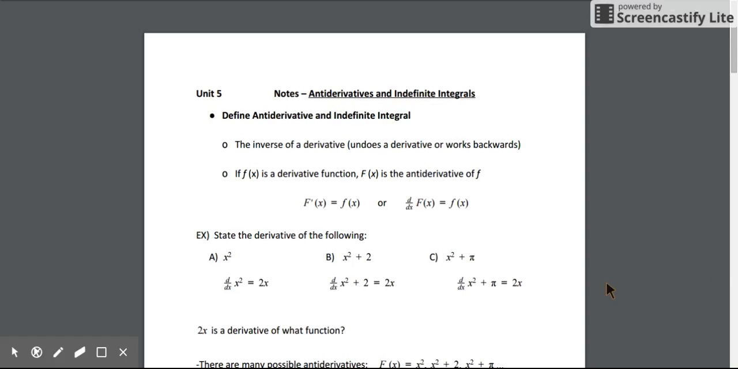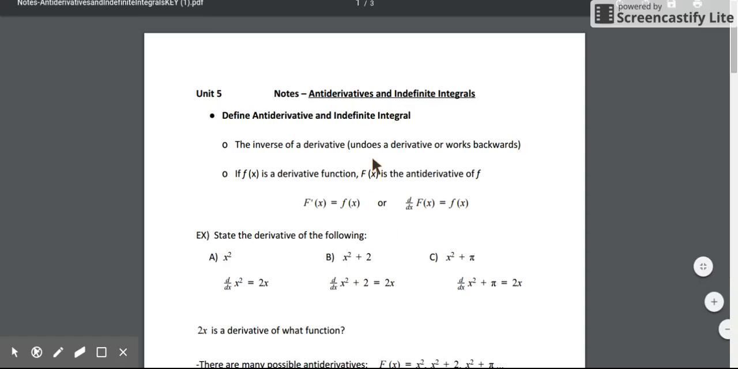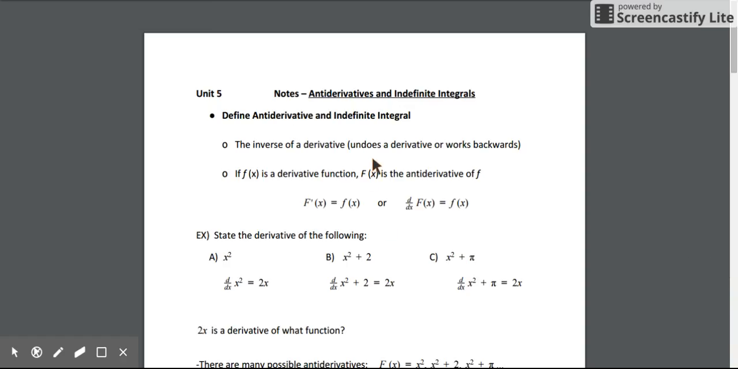In this video, we're going to be defining an antiderivative and then finding some indefinite integrals. So first, let's talk about what an antiderivative is. An antiderivative is the inverse of a derivative. It undoes a derivative, or it works backwards from deriving.